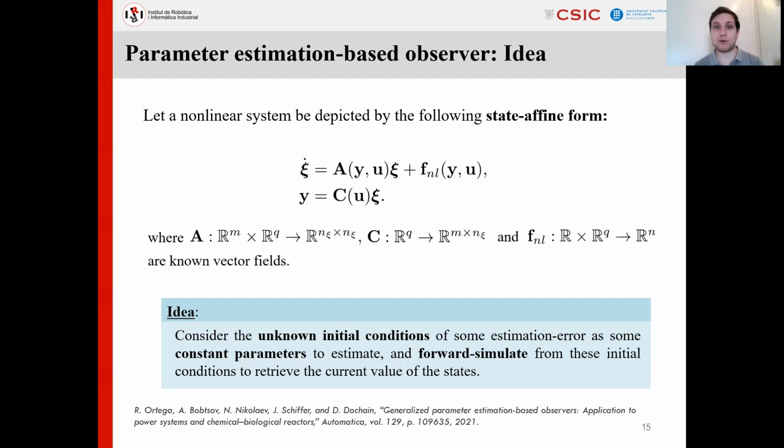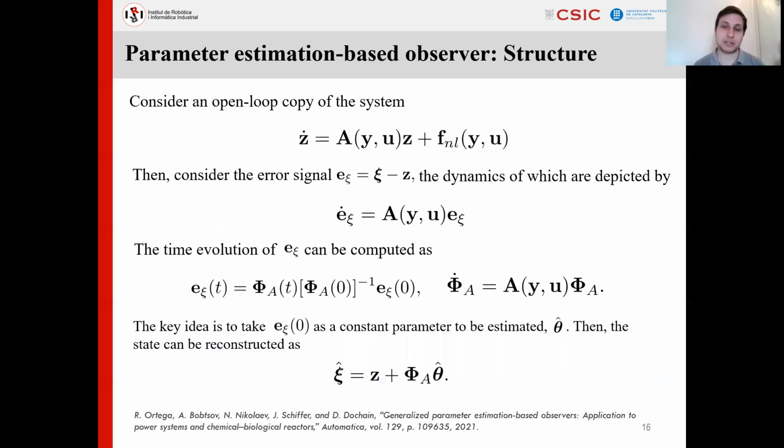So now I will jump to the second family of observers, that is the parameter estimation-based observer. The idea of this observer is to take the initial estimation error of the algorithm as a constant parameter to estimate. And if you are able to estimate it, then you can use this information to simulate the model forward in time and retrieve the true values of the state. Naturally, estimating the initial estimation error of a generic nonlinear system is an unfeasible task, but as proposed in this paper here, if the system is in a state-affine form, there is a pretty efficient solution. And the solution can be summarized as follows.